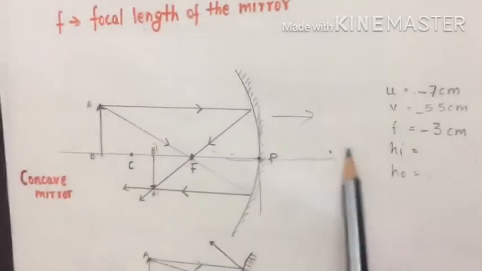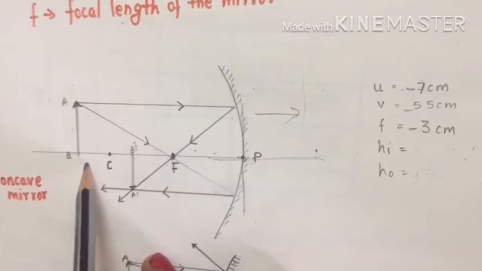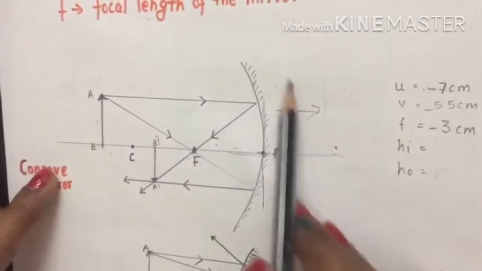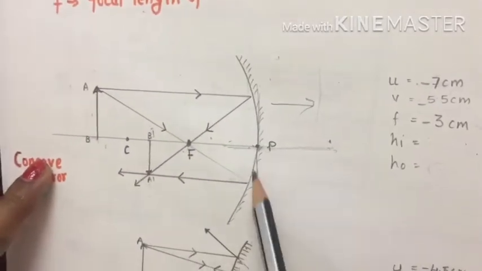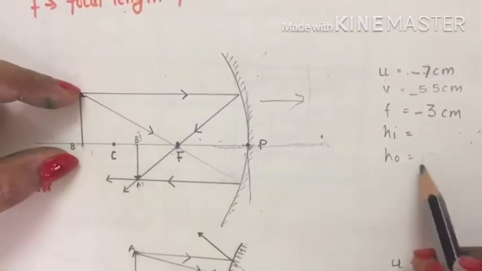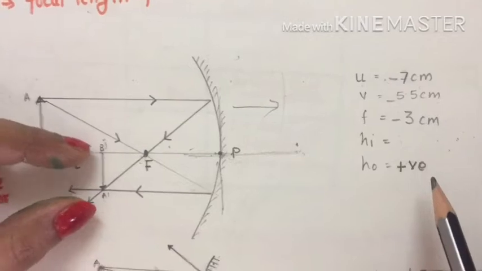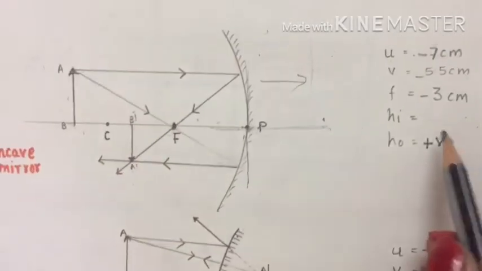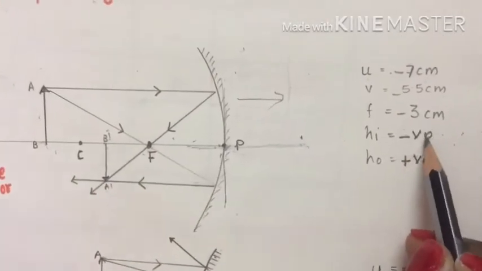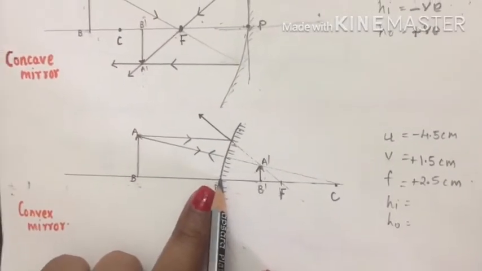But for remembering, you can simply remember that if we keep it on the pole, this direction will be negative x. Similarly, this is positive y and this is negative y, right? So height of the object will be positive because this is the positive y direction. Height of the image is below, so it will be in the negative y direction. We can just see the rules here also. So this is the pole and we have to measure from the pole, right?